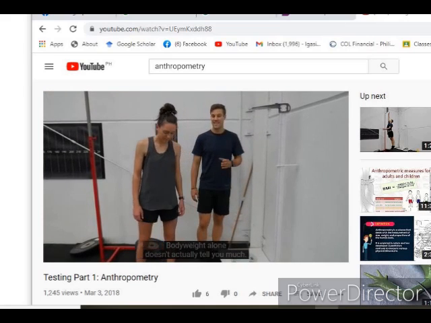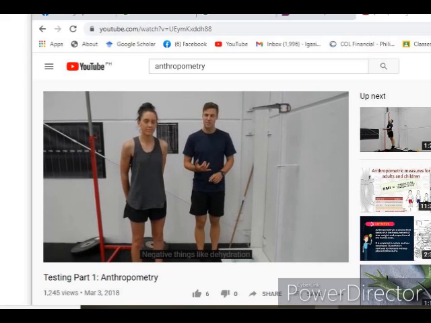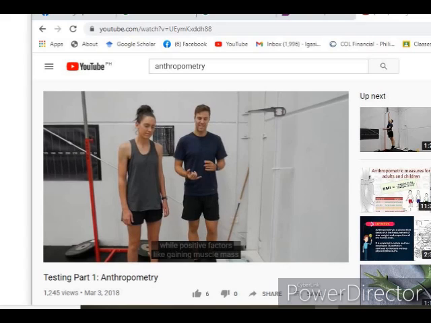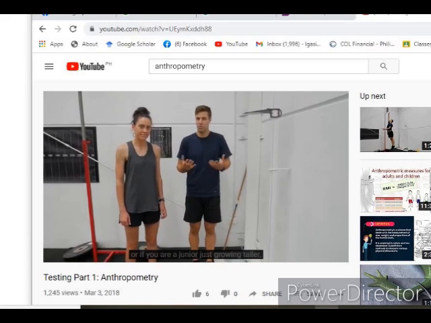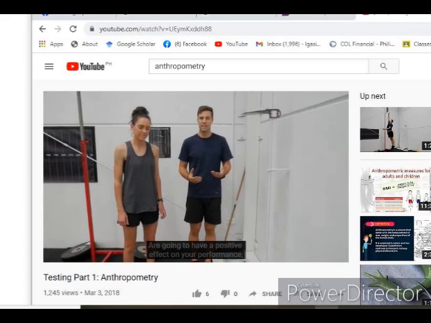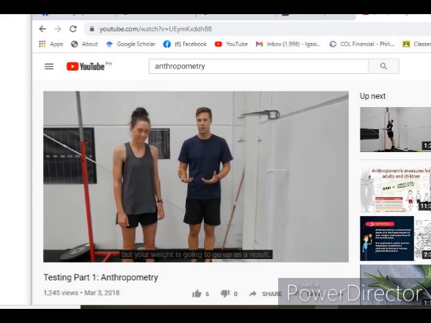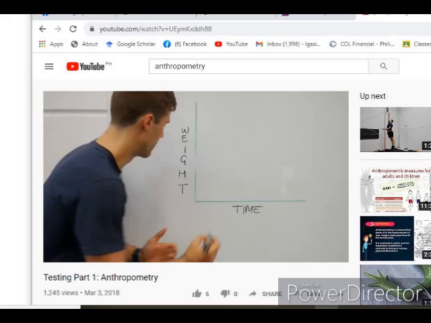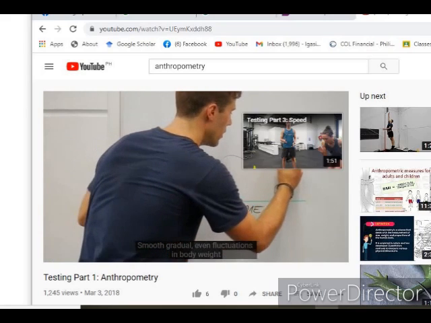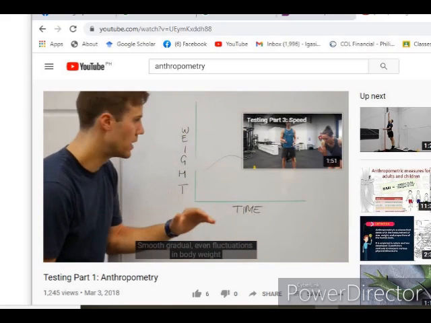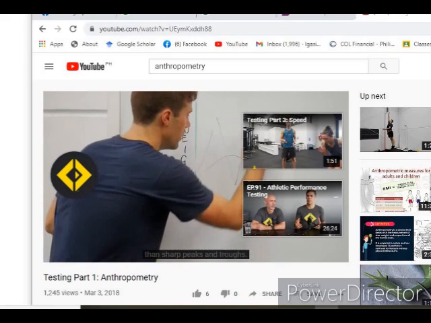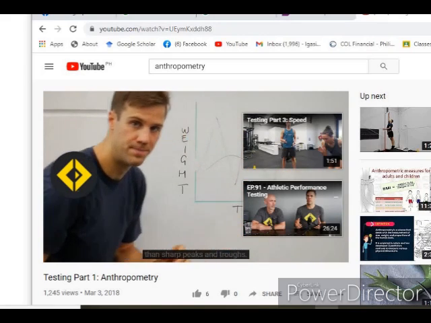Body weight alone doesn't actually tell you much. Negative things like dehydration or having low glycogen stores can actually reduce your weight, while positive factors like gaining muscle mass, or if you're a junior, just growing taller, is going to have a positive effect on your performance, but your weight's going to go up as a result. What body weight does give you though is a general radar for your health. Smooth, gradual, even fluctuations in body weight are much more conducive of high performance than sharp peaks and troughs.